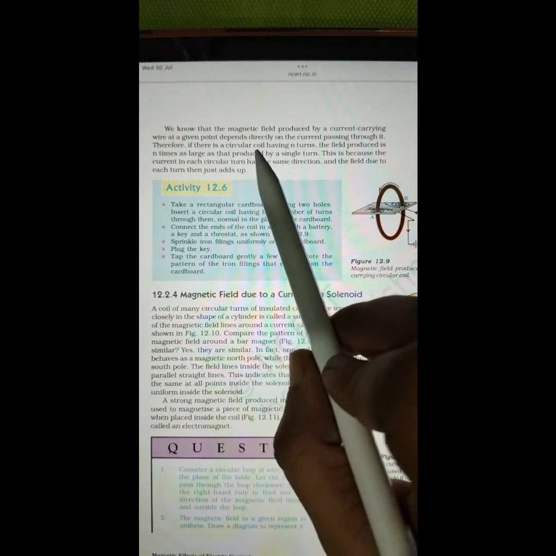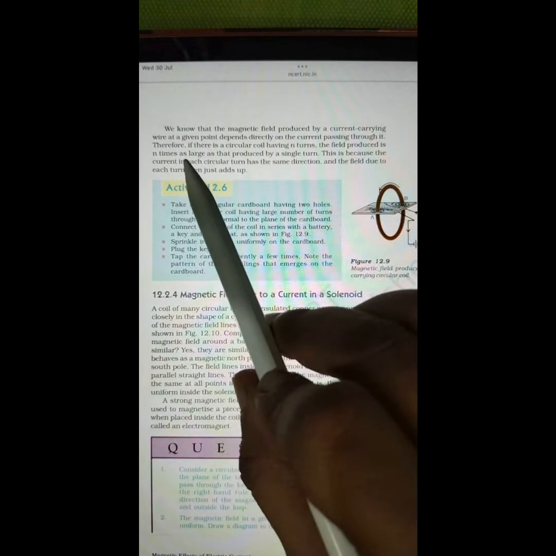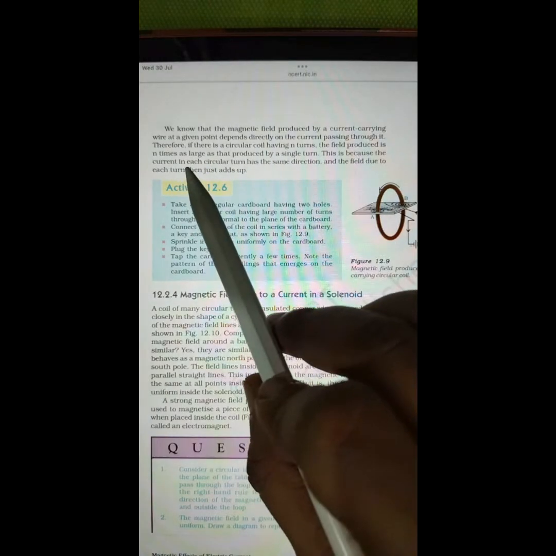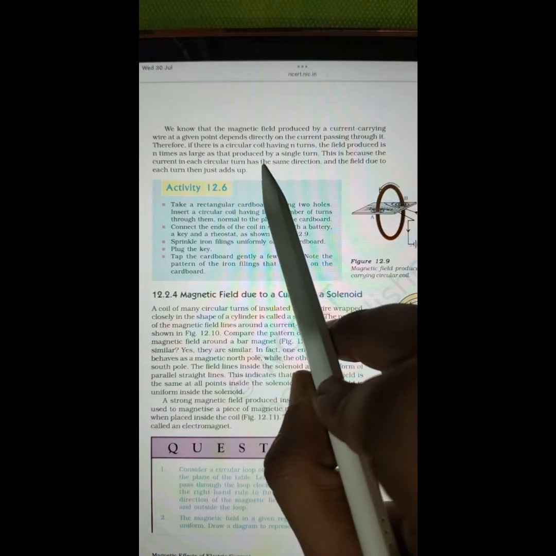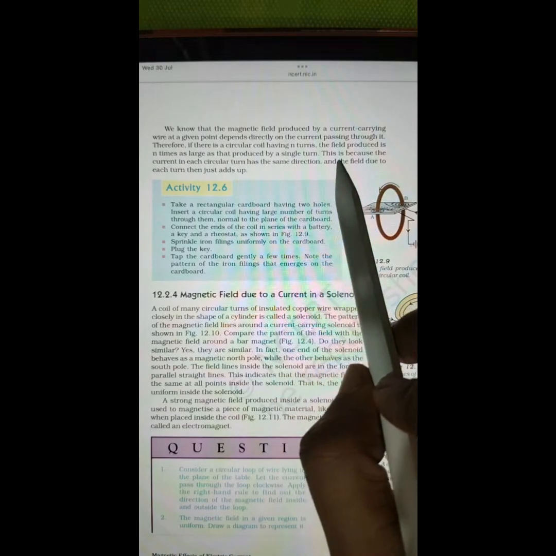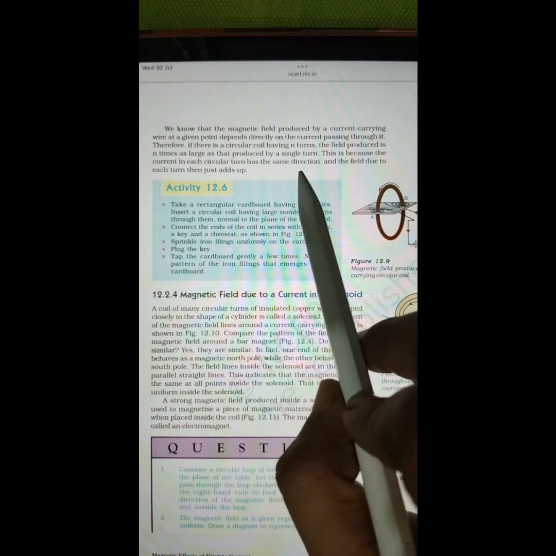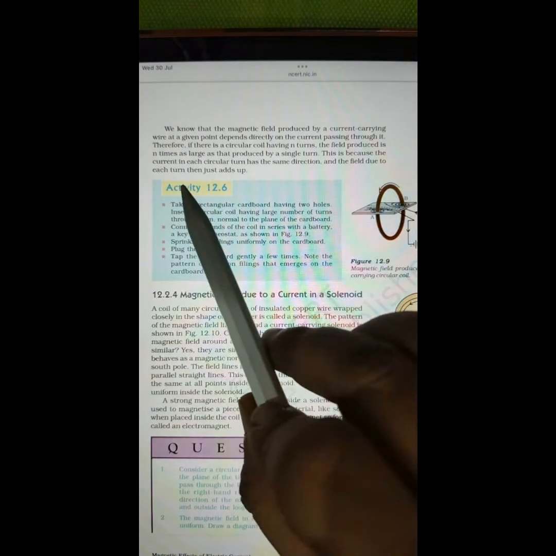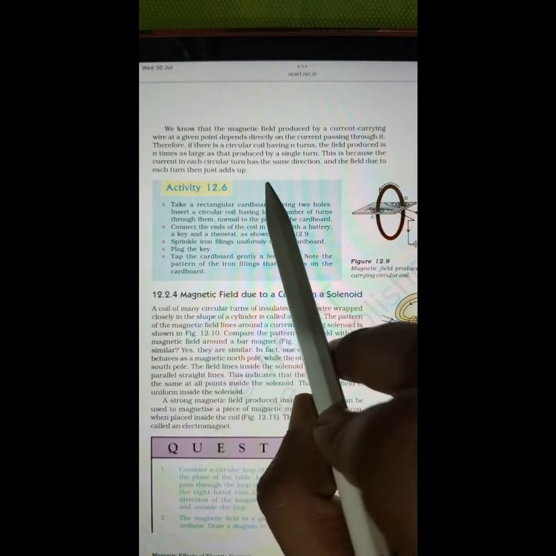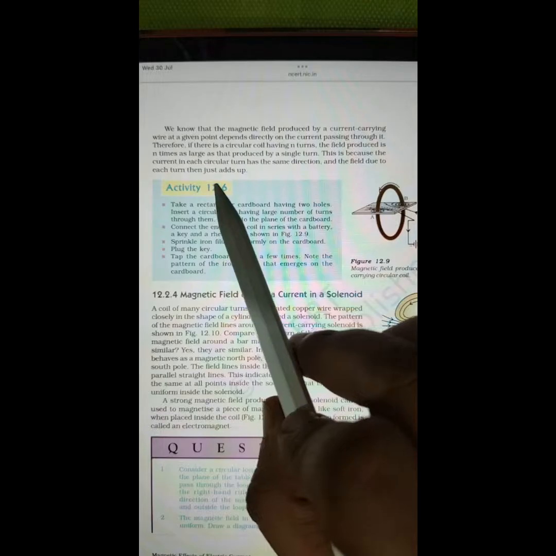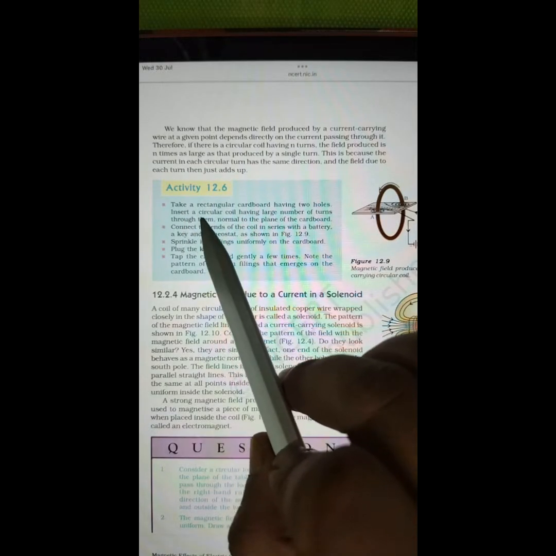We know that magnetic field produced by a current carrying wire at a given point depends directly on the current passing through it. Therefore, if there is a circular coil having n turns, the field produced is n times as large as that produced by a single turn. This is because the current in each circular turn has the same direction, and the field due to each turn then just adds up. Activity 12.6.